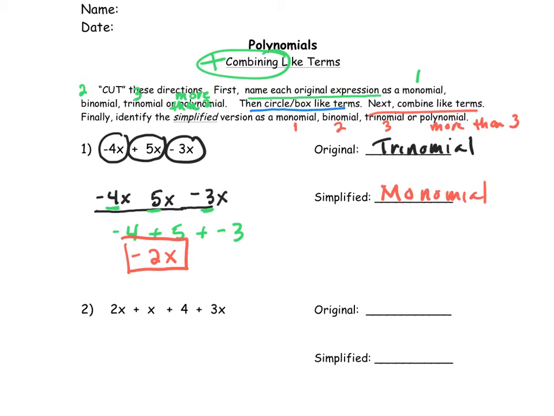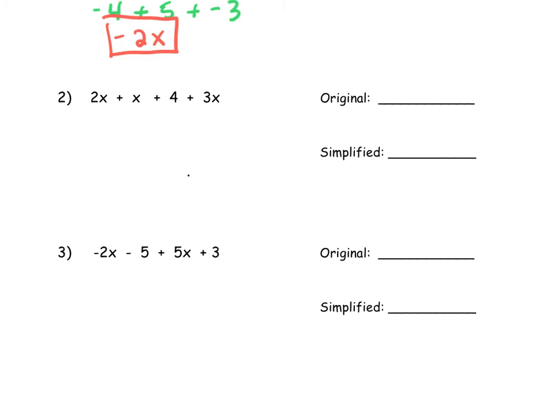So now let's go to the second example. So as I look at this second example, I have 2x plus x, and if you recall, we'd like to put a coefficient in front of any variable that doesn't have one. We have 4 and we have 3x. So I see 1, 2, 3, 4 terms. So we're going to call this original a polynomial. It has more than 3 terms, so we just call it a polynomial.